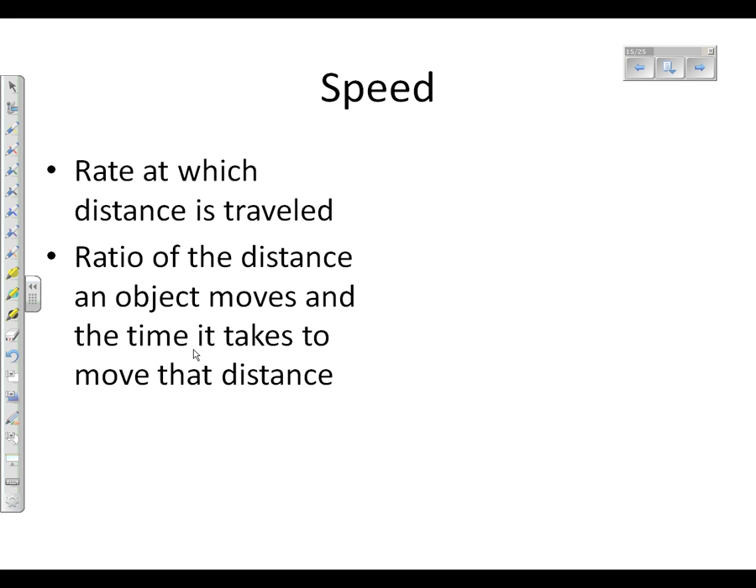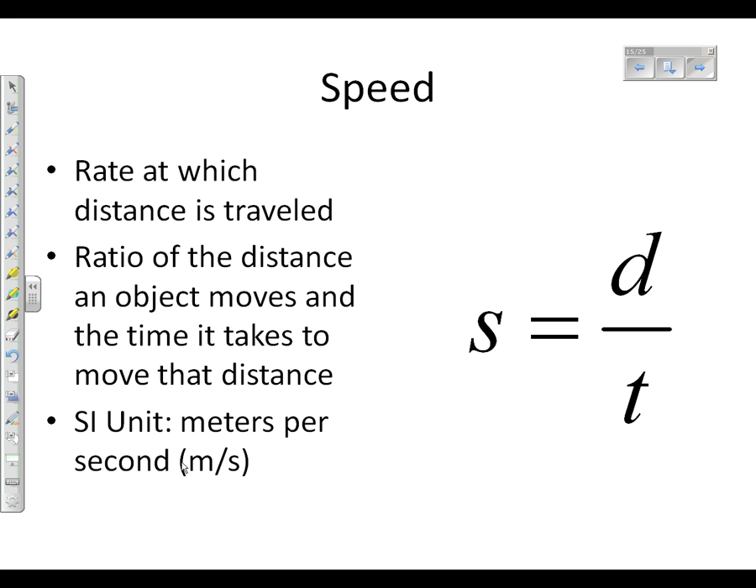With that being the case, how would we calculate the speed of something? Distance over time. Distance traveled over time. So it would look like this. So calculating the speed of something is taking the distance it travels divided by the time it takes to travel that distance. As far as a unit goes, what are we going to measure distance traveled in, SI-wise? Meters. Okay. What are we going to measure time in? Seconds. So the unit for speed, SI unit, is going to be meters per second.